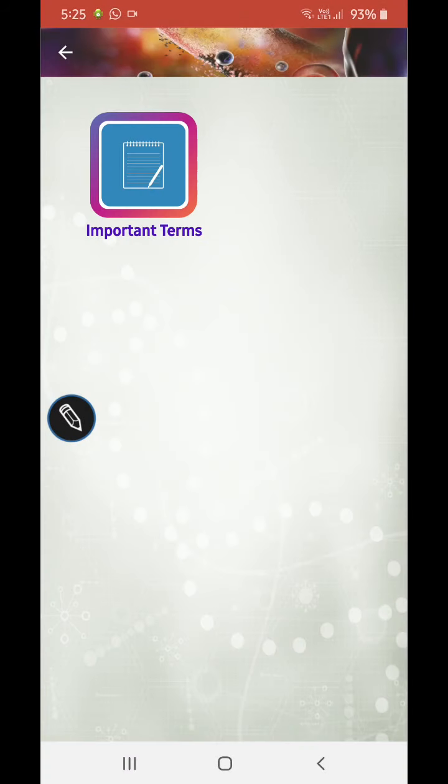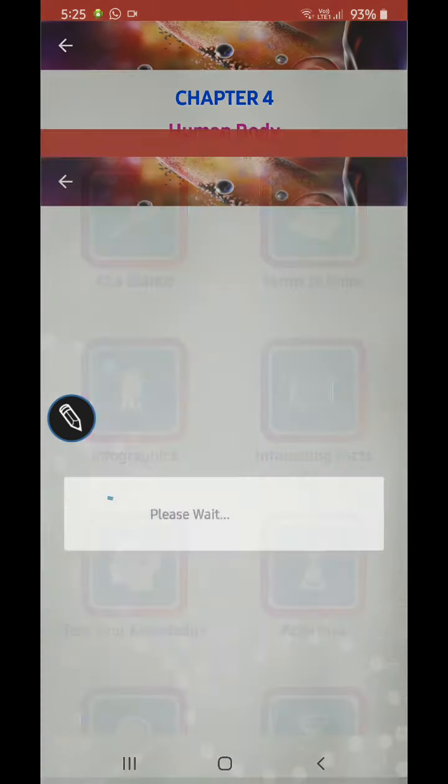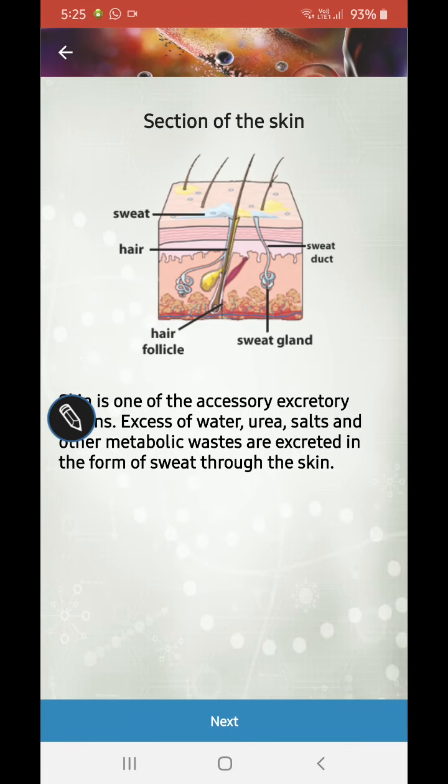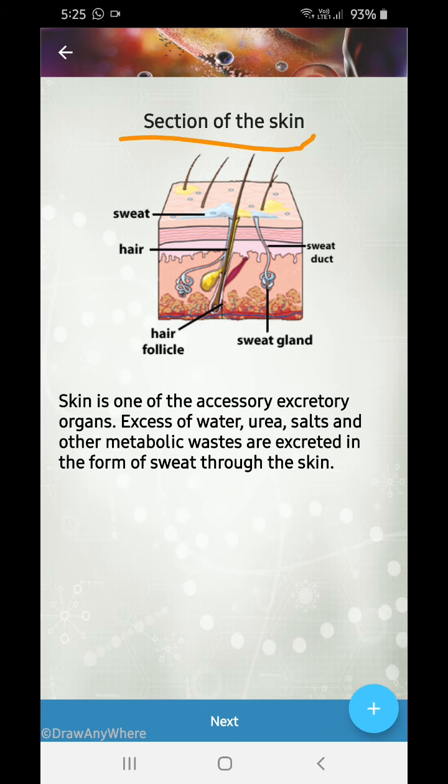Okay, so next. The infographics we are having, just check them out. Excretion by the skin, okay. First, you will have the skin. How does it excrete? Skin is one of the auxiliary excretory organs. Excess of water, urea, and salts and the metabolic waste are excreted in the form of sweat through the skin.